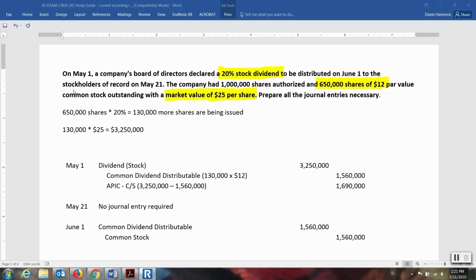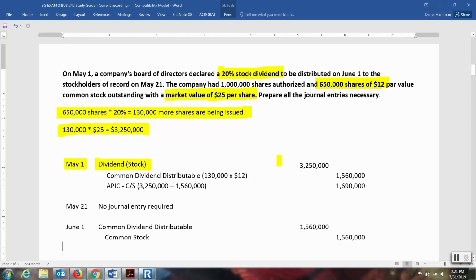So let's see how you would go about calculating this. There are 650,000 shares currently outstanding. So those are the folks that are going to get some additional shares. For every 1 share they own, they're going to get 20%. So 650,000 shares times 20% more would be 130,000. There are going to be 130,000 more shares to be issued. 130,000 shares are going to be valued at the market value on this date, May 1st, which is $25 per share. And then on May 1st, you see our journal entry.